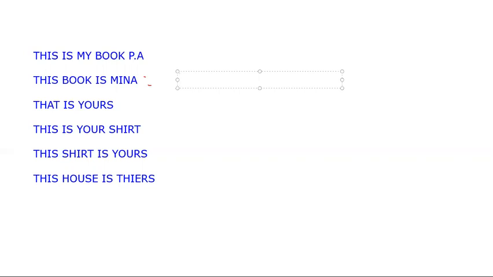This book is mine. Mine is a possessive pronoun. That is yours. Yours will be a possessive pronoun. This is your shirt. Here, your can be a possessive adjective. This shirt is yours. Again, possessive pronoun. And this house is theirs. It's a possessive pronoun.